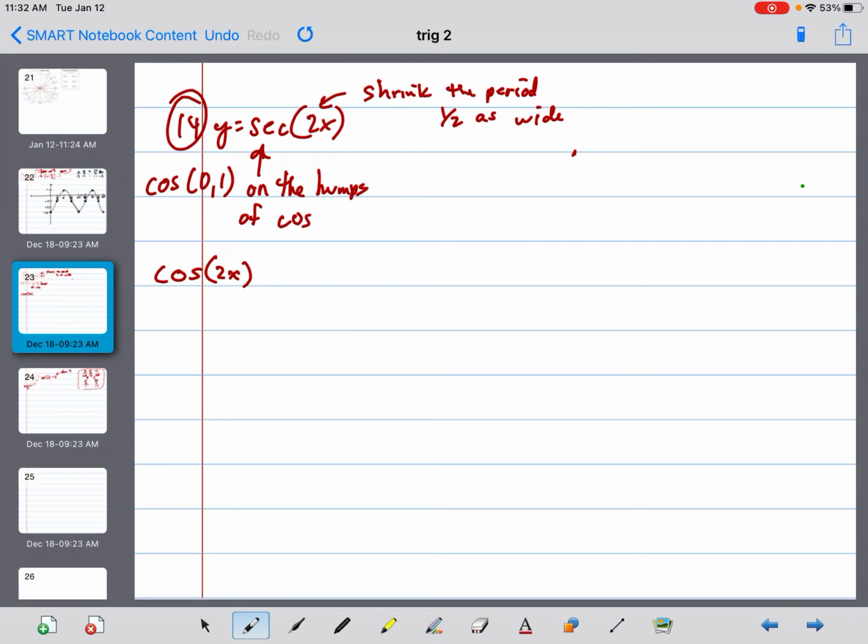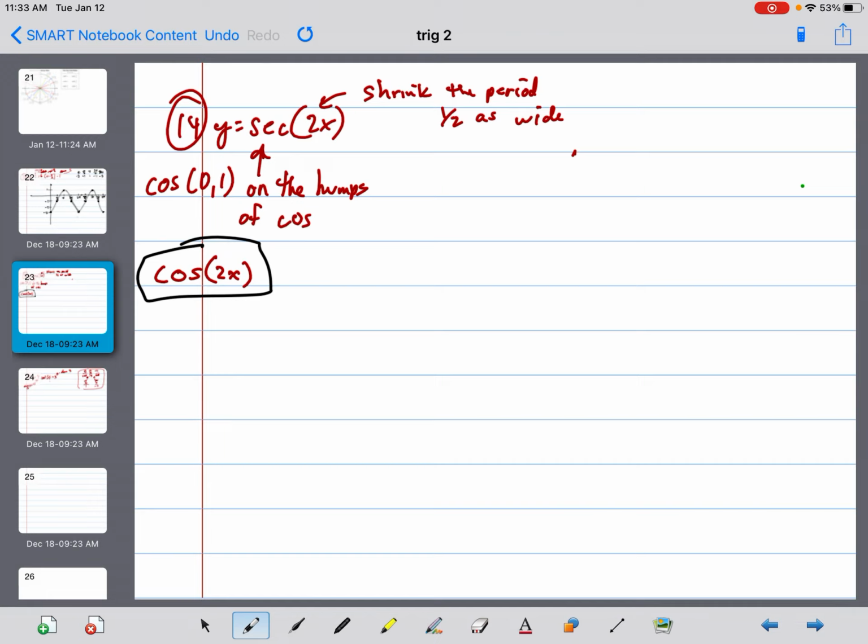14 is a secant graph. Now, a secant graph is some U-shapes that are on the humps of the cosine graph. So this is the graph we're going to do first, cosine 2x. And then we're going to put the asymptotes in and make the U-shapes off the humps of the cosine graph. So a couple things are going on in this one.